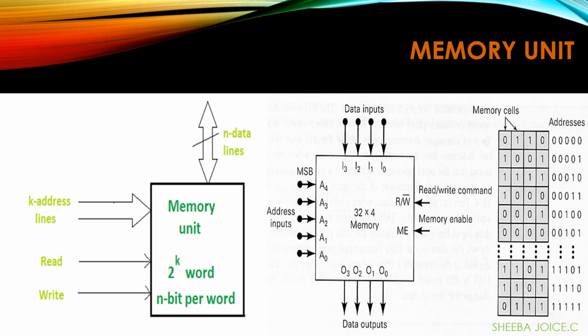We can see the data inputs are 4 bits, I0, I1, I2 and I3. In the same way, the data outputs are O0, O1, O2 and O3. Here is the read and write command. This signal represents whether we can read from the memory or write into the memory. If this pin has an input of 1, then we can read from the memory unit. If the pin has an input of 0, then we can write into the memory unit. Here is memory enable. If the pin is 1, then this memory will be enabled.